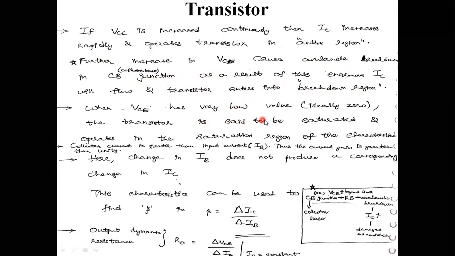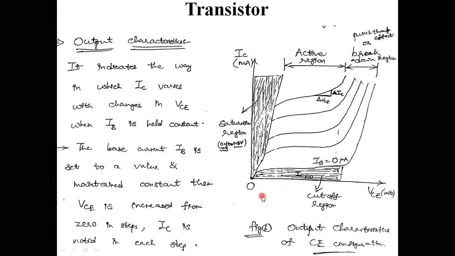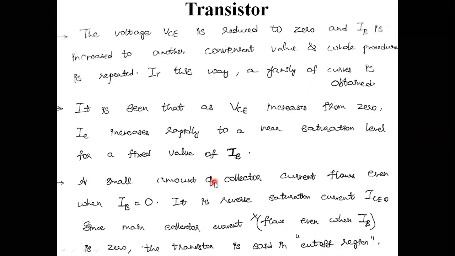When VCE has a very low value, ideally 0, the transistor is said to be in the saturation region. Ideally, it is in the range of 0.1 to 0.3 volts. So the transistor is in the saturation region. This is the cutoff region, this is the active region. Beyond this active region, the transistor will go into the punch through effect, or into the breakdown region.